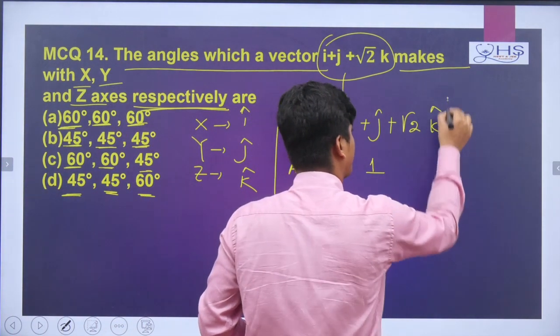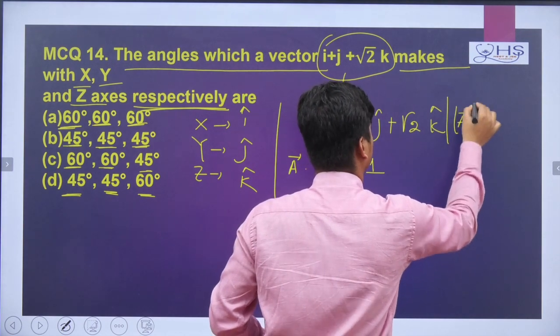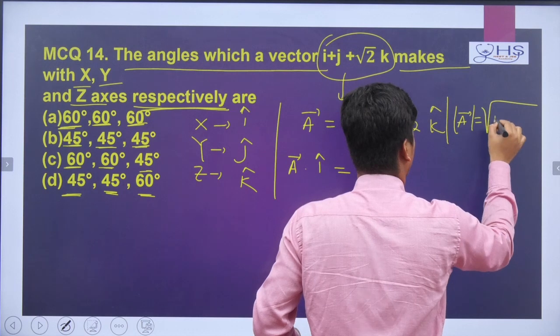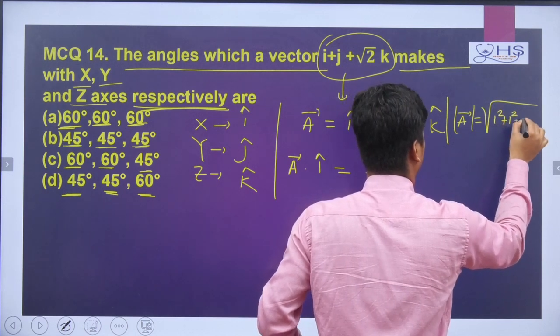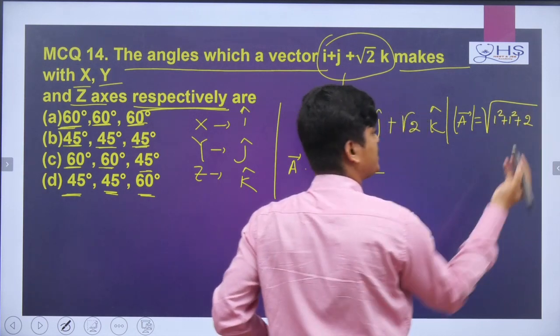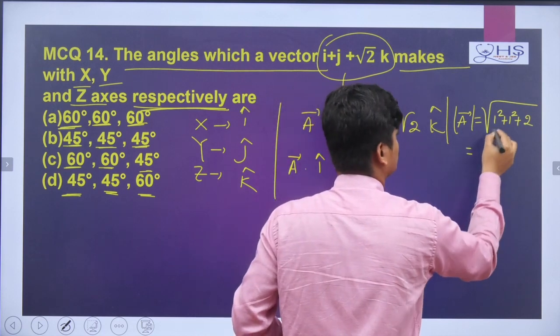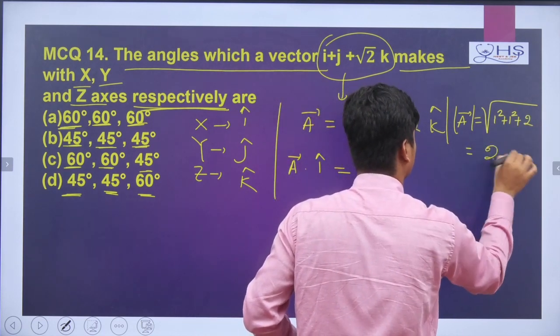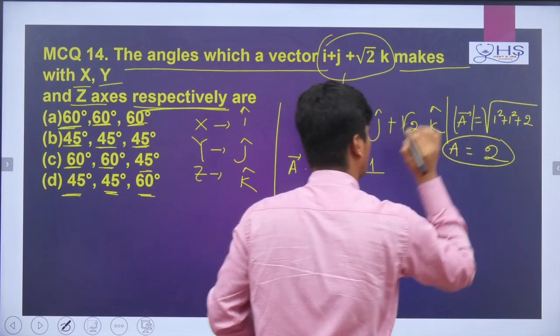And here you also find what the A vector magnitude is. What is the A vector magnitude? That is root under 1 square plus 1 square plus root 2 square, which is 2. So this is 1 plus 1 plus 2, that is 4, and its root is nothing but 2. So the A vector magnitude is 2.